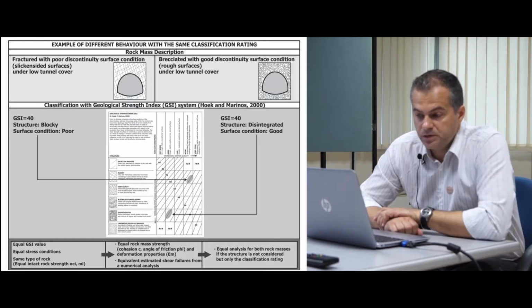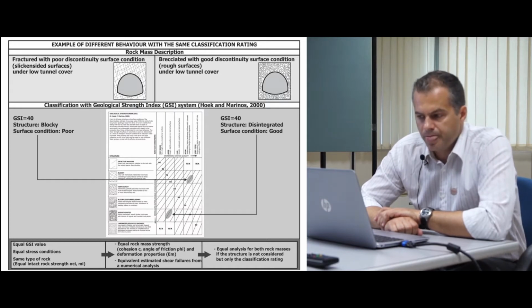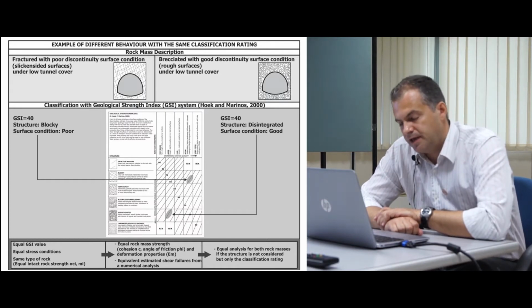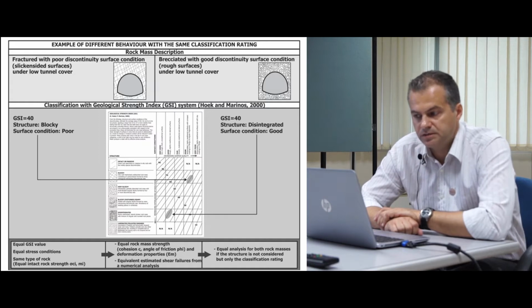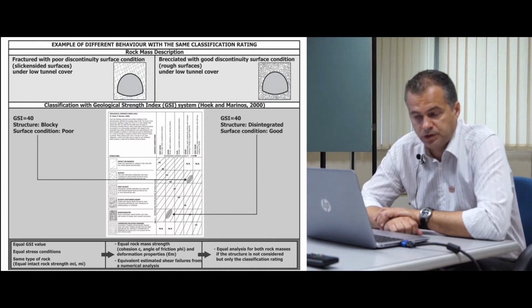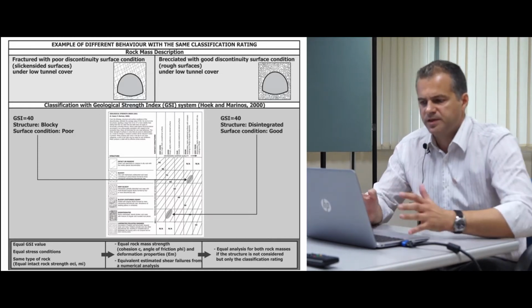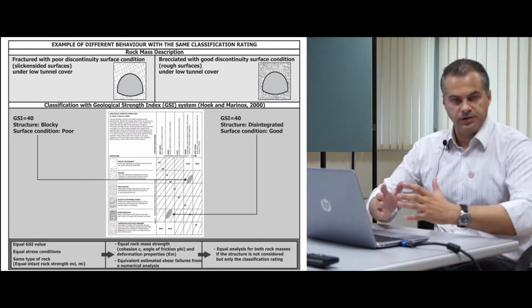In the first case, we have a fractured rock mass with poor discontinuity surface conditions, let's say slickensided surfaces, under low tunnel cover. And in the other case, we have a brecciated, heavily broken rock mass with good discontinuity surface conditions, rough surfaces, again under low tunnel cover. So we have the same stress regime.